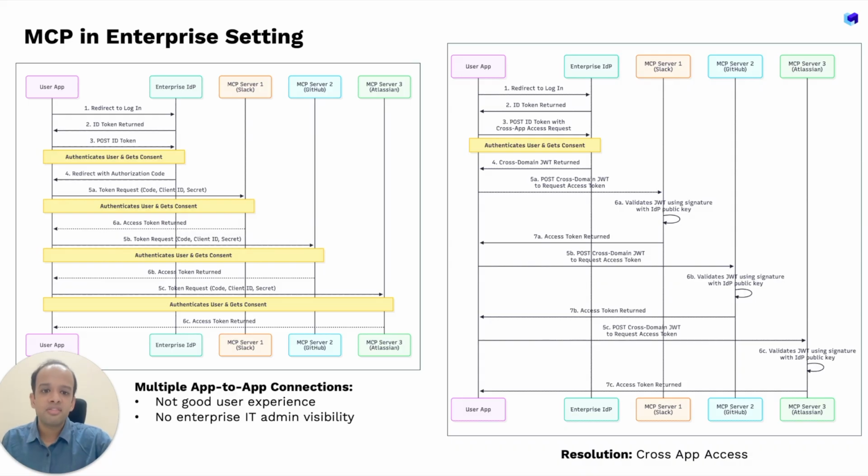The MCP server validates the JSON web token using the signature with the IDP public key automatically. There is no consent screen where you need to intervene, and then the access token is returned. So you just need to do one click and you're done. You don't need to go through the entire SSO again. And the benefit here is that the enterprise IT admin also has visibility over what's happening through this cross-app access.